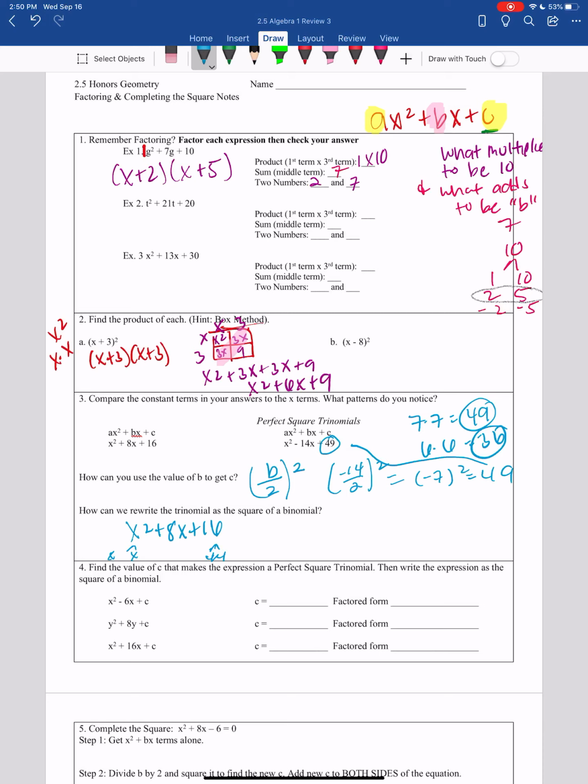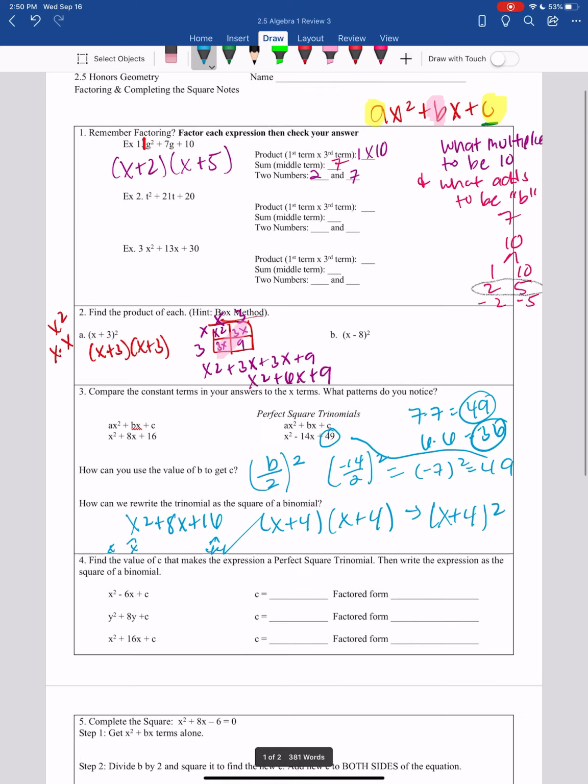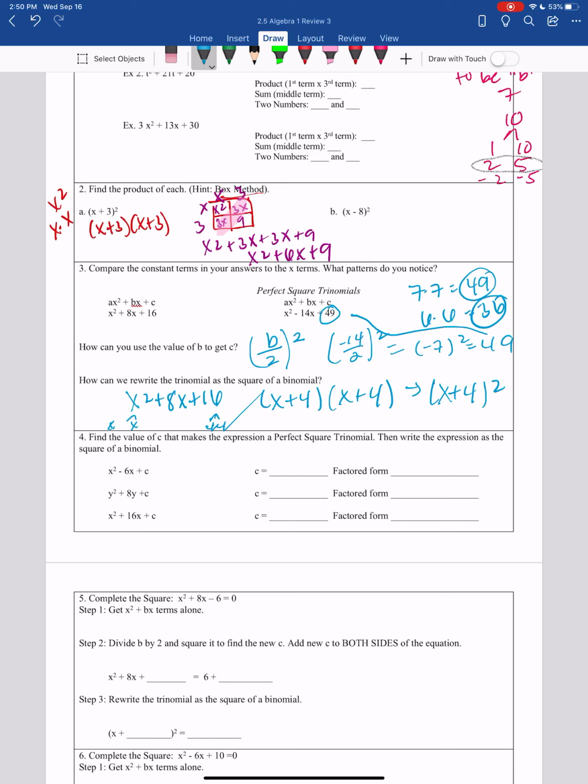So my factored version would be x plus 4, and since it's multiplying by itself, ultimately I can write it as x plus 4 squared. So we're going to be looking more at trying to find that actual term. Here I'm giving you all these different equations, and I'm asking you to find the c value. So if I take my b term, which is -6, I divide it by 2, and I square it.